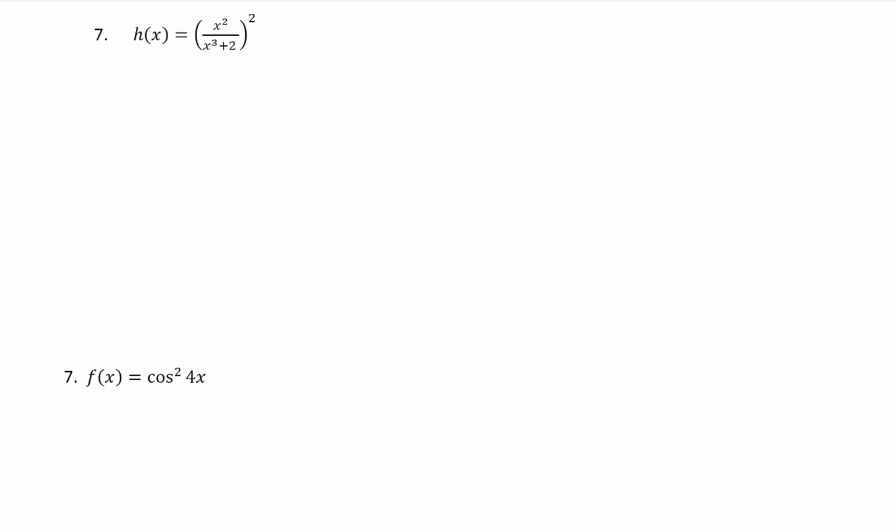H of x is equal to x squared over x cubed plus 2, all of that squared. So same idea as before. We want to figure out our blob, our inside function in this case, is x squared over x cubed plus 2.